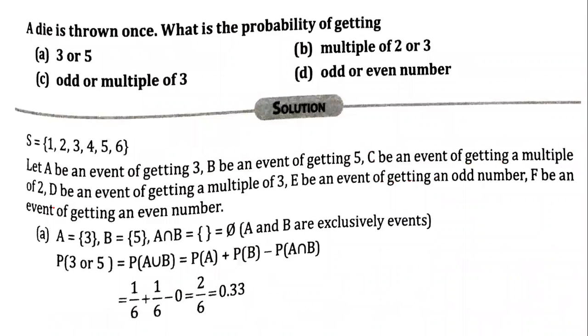Now, next problem. Now we will be using some additional theorem and all that. Okay. So let us see. A dice, this is again dice. A dice is thrown once. So what is the probability of getting 3 or 5?